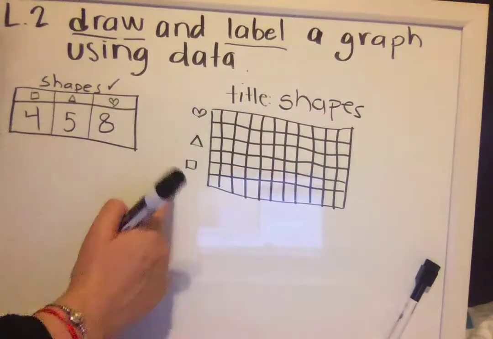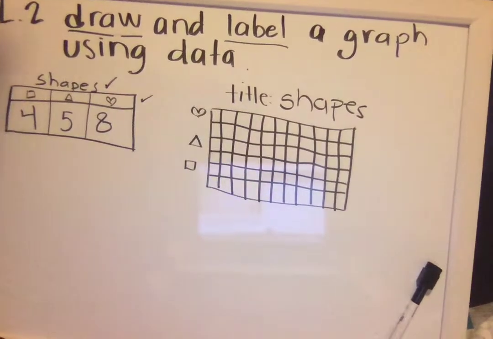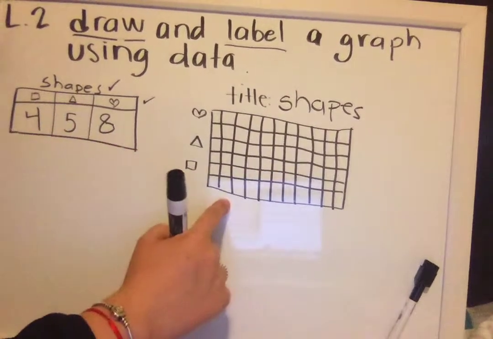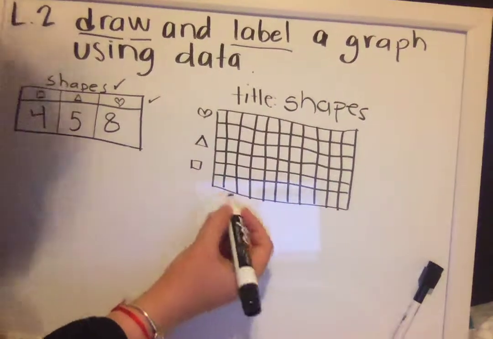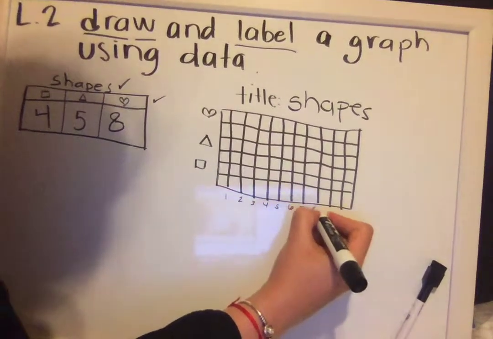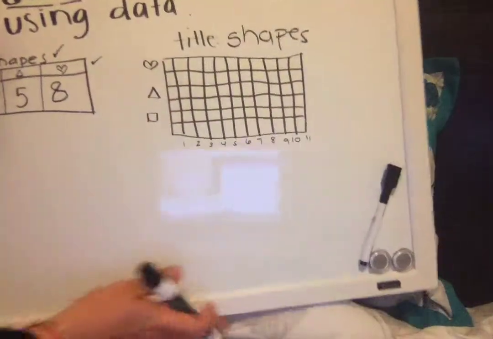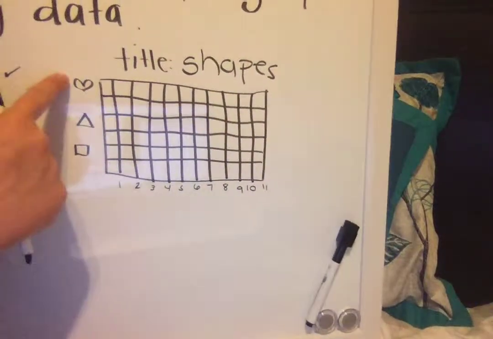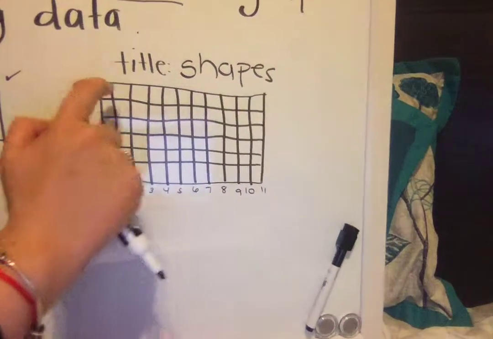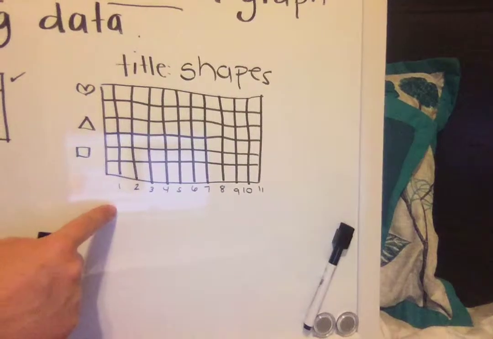Then on one side, I went ahead and put my shapes. The next part I need to write in is my numbers. And since I need 4, 5, and 8, I'm going to do, so this will be 0, 1, 2, 3, 4, 5, 6, 7, 8, 9, 10, 11. Okay, on one side, I have the shapes that I'm graphing. On the other side, I have the numbers, and then I have the title. On the top, there's a title. On the side over here, there's nothing. Okay, I have my shapes, what I'm graphing, and the numbers.